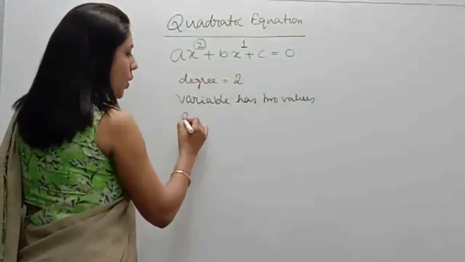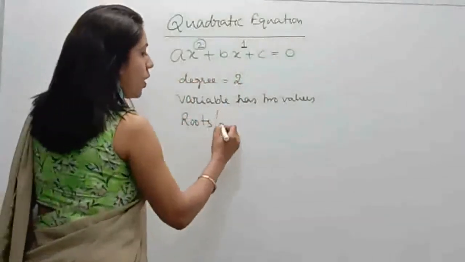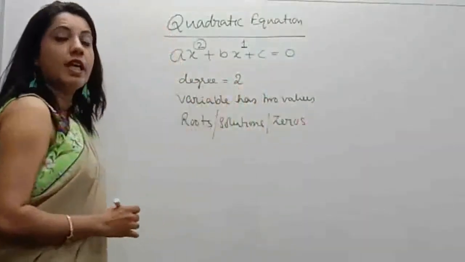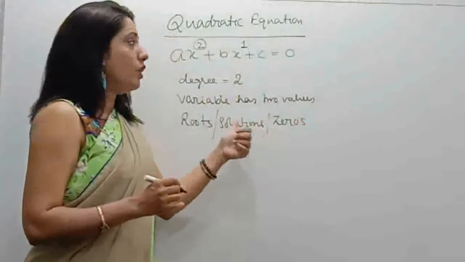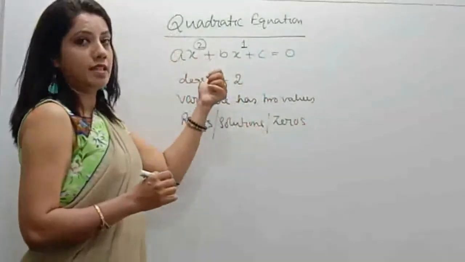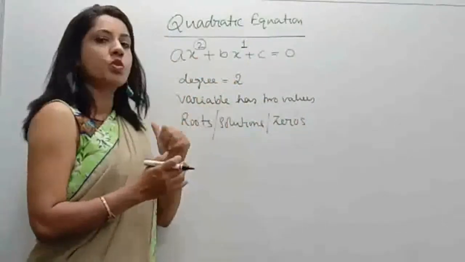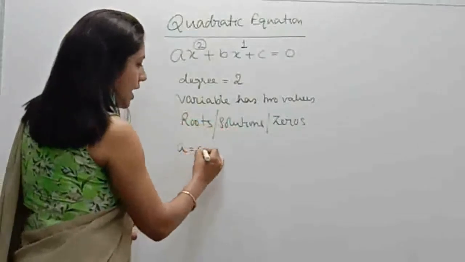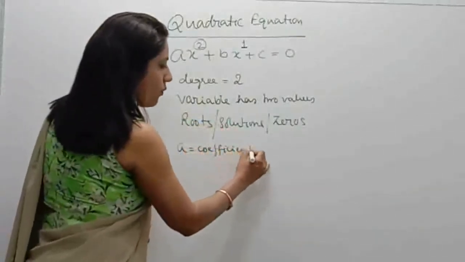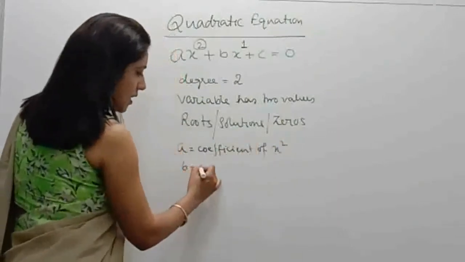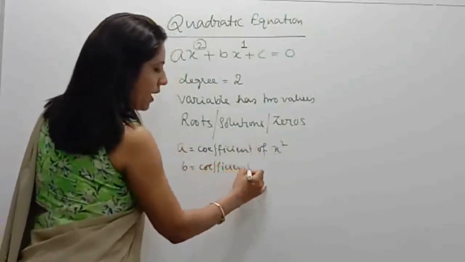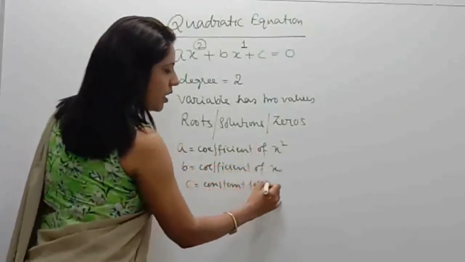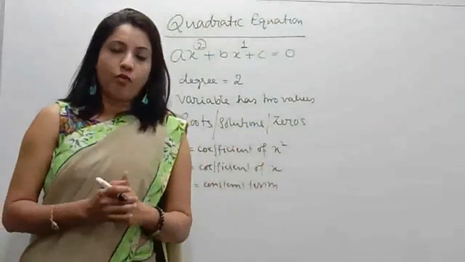Those two values are called the roots of the equation, or the solutions of the equation, or the zeros of this equation. That means these two values, when you put them in this equation, should satisfy it. So they are the roots of this equation. Now here a is known as the coefficient of x square, b is the coefficient of x and c is the constant term. So this is the introduction of a quadratic equation.